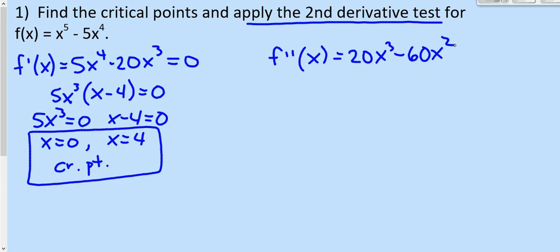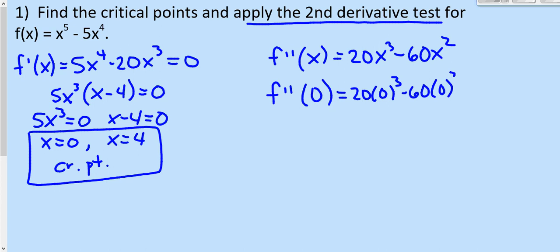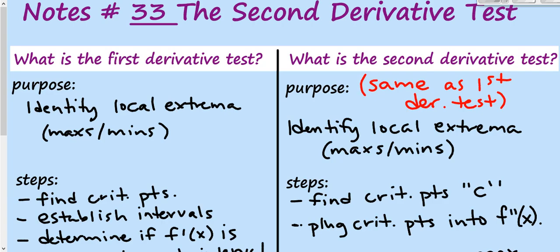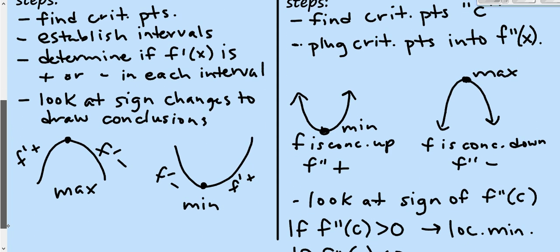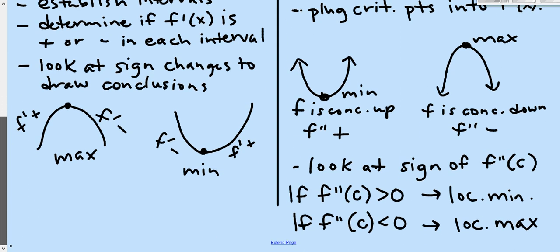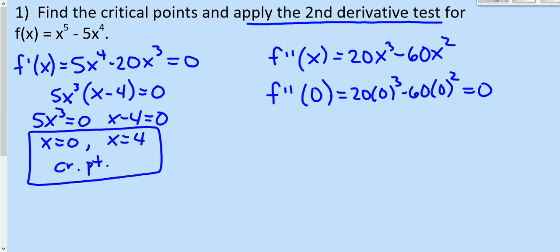Okay, now we're going to take our critical points one at a time and plug them in. So f double prime of 0, 20 times 0 cubed minus 60 times 0 squared is 0. Uh-oh, we have a problem because the second derivative test said if you get a positive, you have a local minimum. If you get a negative, you have a local maximum. It didn't say what to do if you get 0. So we're going to have to come back to that.